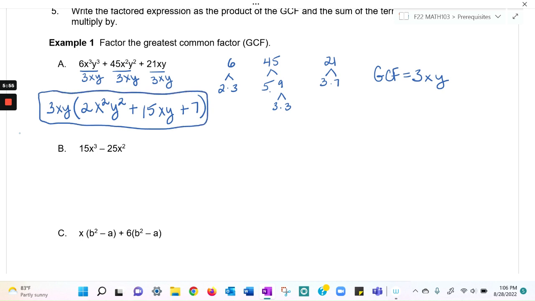So let's do that again with part B, 15x cubed minus 25x squared. We want to think about what is the largest number that goes into both 15 and 25.